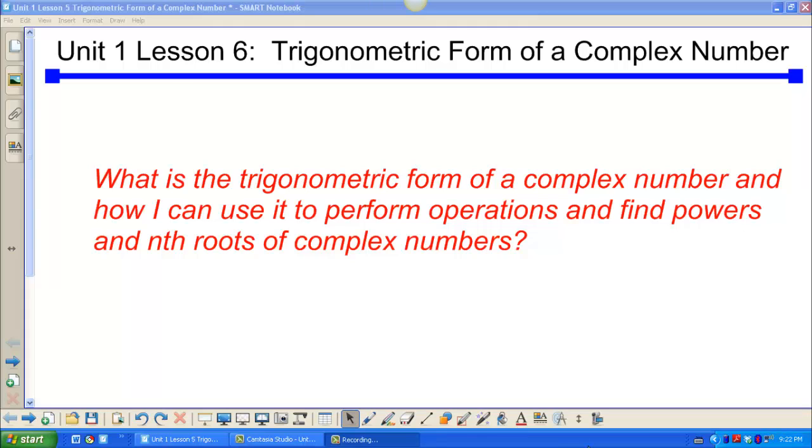Welcome to Unit 1, Lesson 6, where we're going to learn about the trigonometric form of a complex number. So we're going to learn about how we convert standard form, a plus bi, to trigonometric form, and how we can use it to perform operations and find powers and nth roots of complex numbers.